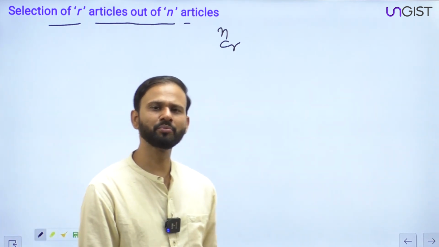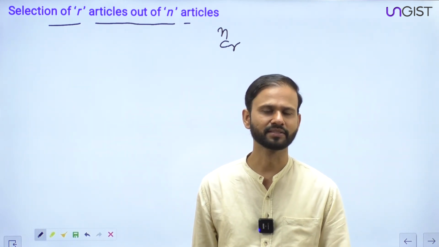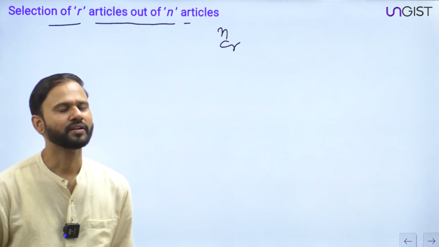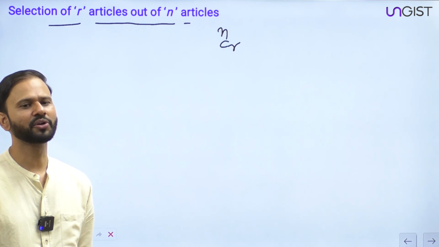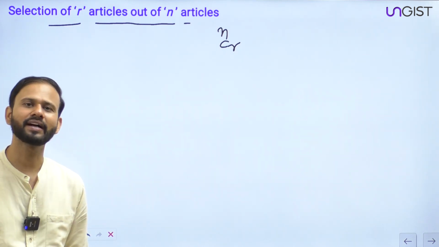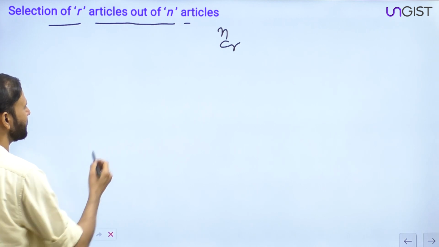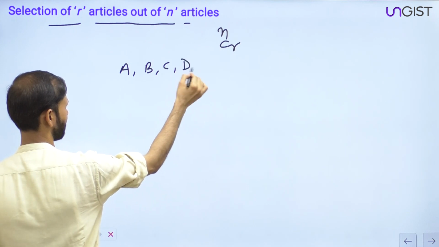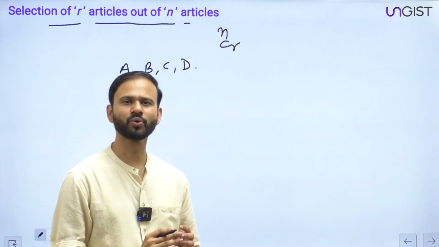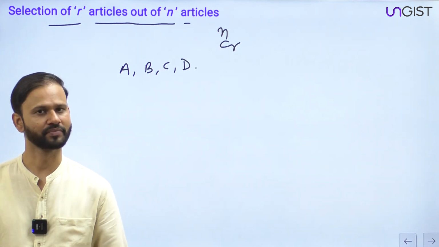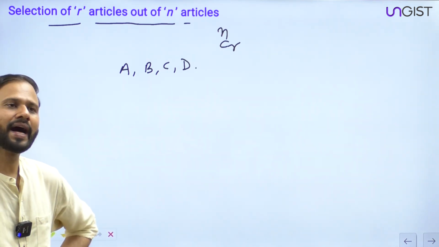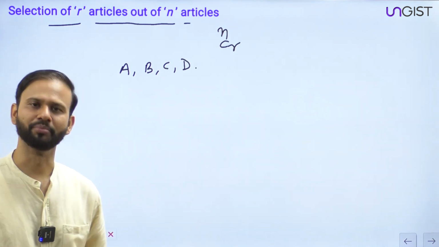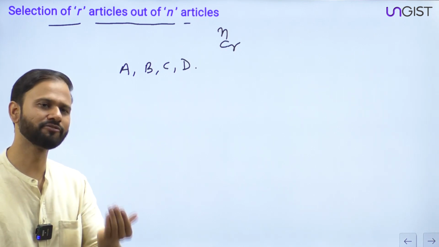Now what do you mean by selecting r articles out of n articles? Suppose you have 4 alphabets, A, B, C, D, and I say give all the 4 alphabets to me.